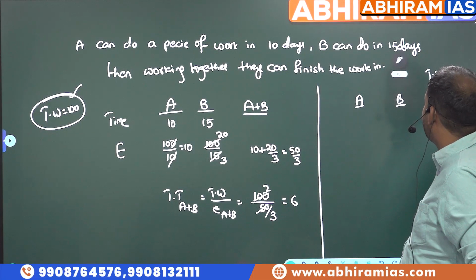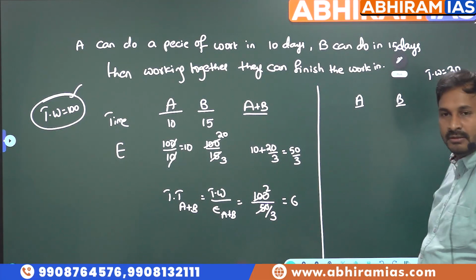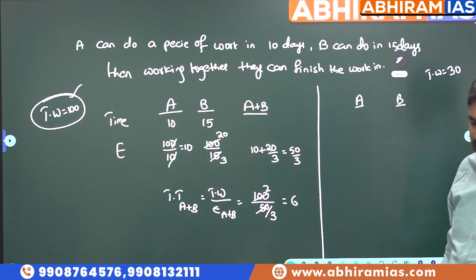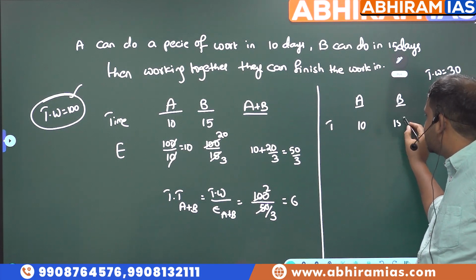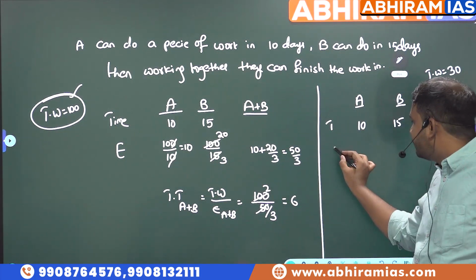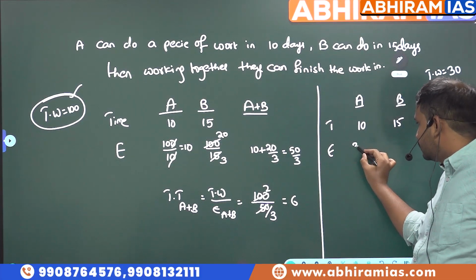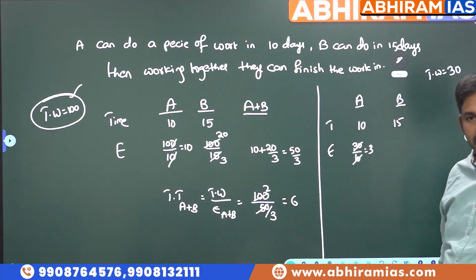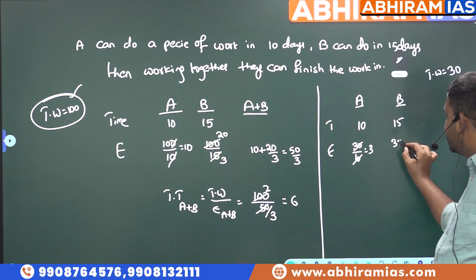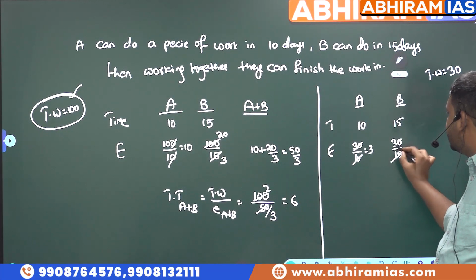Now same students, for the same thing, A, B, now I will assume my total work as 30. Now times taken by A and B are 10 days and 15 days respectively. What is the efficiency of A here? 30 by 10, 3. What is the efficiency of B here? 30 by 15, that is equal to 2.